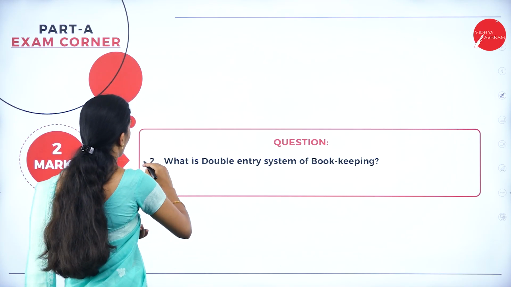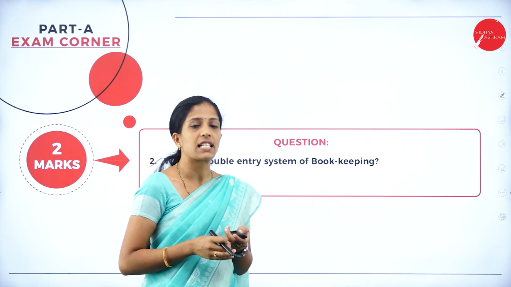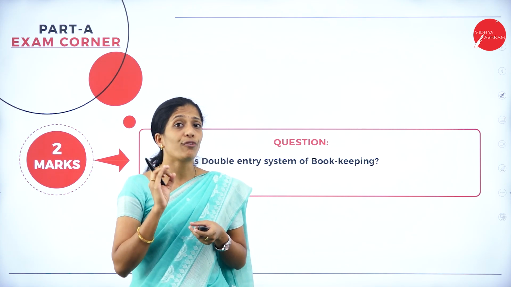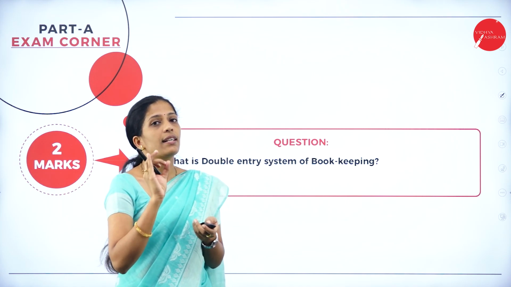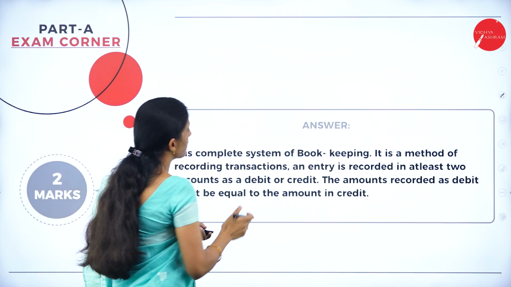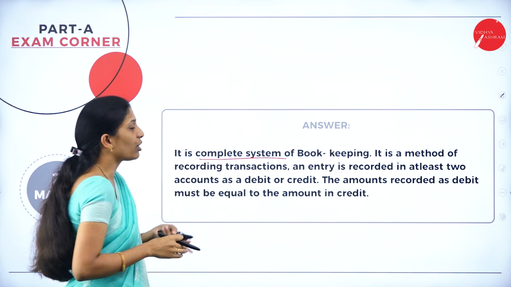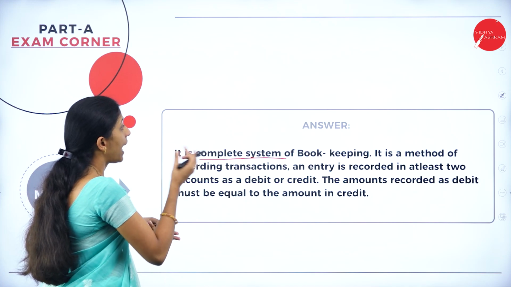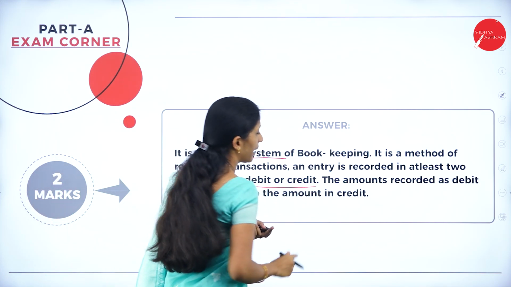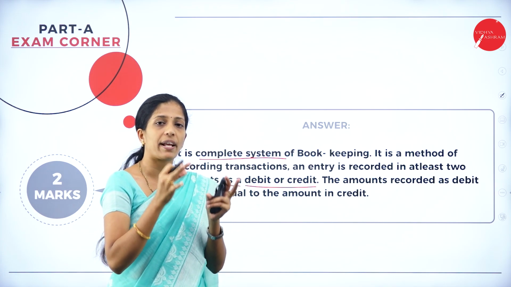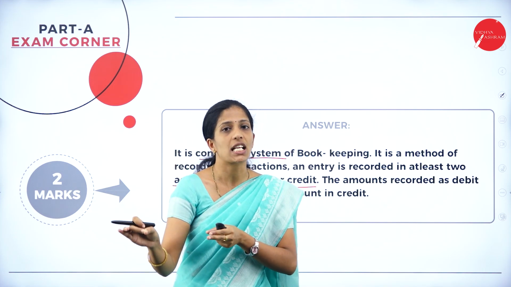Now, coming to your second question, what is double entry system of bookkeeping? A simple question they have asked here. You know, for each and every debit, there should be a corresponding credit, correct? So, double entry system is called as what? Complete system of bookkeeping. It is a method of recording transactions where an entry is recorded in at least 2 accounts as a debit or credit, or to be simple, the total of debit is equal to total of credit, or if we record a debit, it should have a corresponding credit.